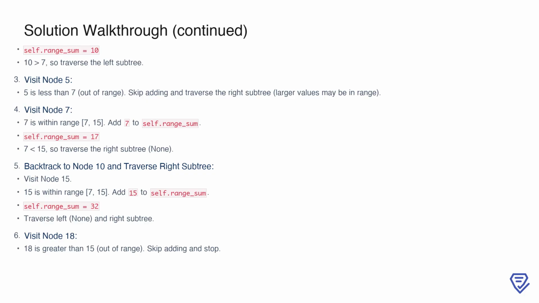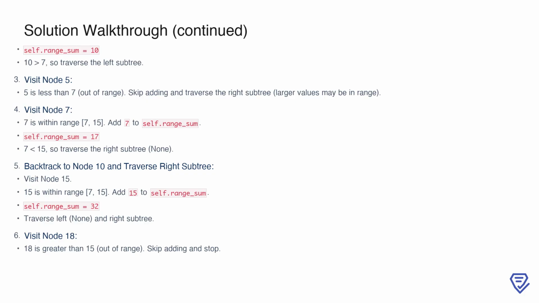However, larger values might still be in range, so we explore the right subtree of node 5, where we find the node with value 7. The value 7 lies within our range, so we add it to the range_sum, which now becomes 17. After this, since 7 is less than the upper bound of our range, 15, we check its right subtree, but it is null, so we backtrack to the root node, 10, and proceed to explore its right subtree.